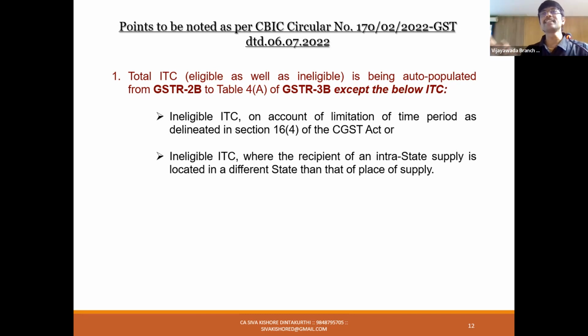See, the simple logic is it will not travel to 4A5 because the auto-drafted 2B statement itself marks it as not available. Second one, POS is different. I'm having a registration in Andhra Pradesh, and Telangana IGST, Telangana CGST will not travel to 4A5. I need to manually select those items of invoices. Those two kinds of ineligible credits are to be shown in 4D2 for statistical purposes. Please don't make them part of 4A5 and again reverse in 4B1.